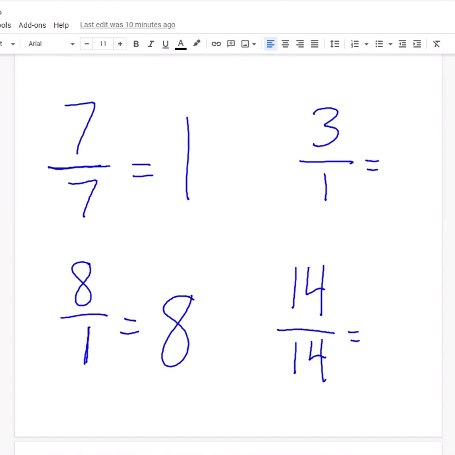I want you to think of these next two. I'm going to write the answers in just a minute, so think about what these answers could be. 3 divided by 1 is 3, and 14 divided by 14 is 1. So you're going to see a mix of these questions, and we're going to just keep reviewing to make sure that you understand how some fractions are also written as whole numbers.